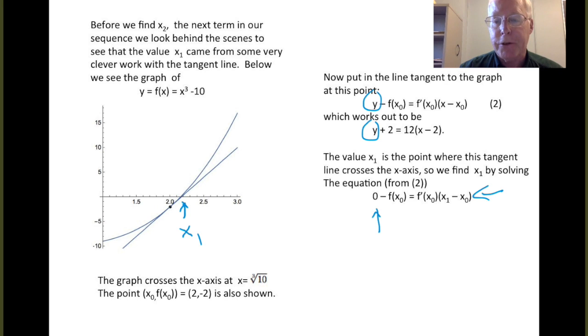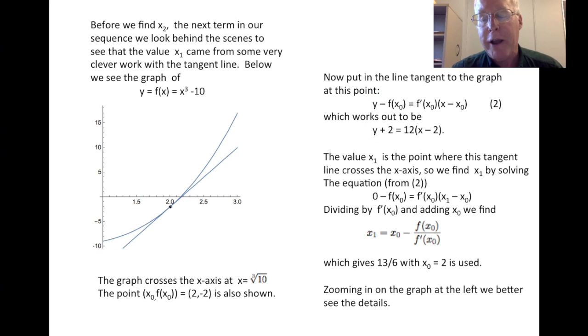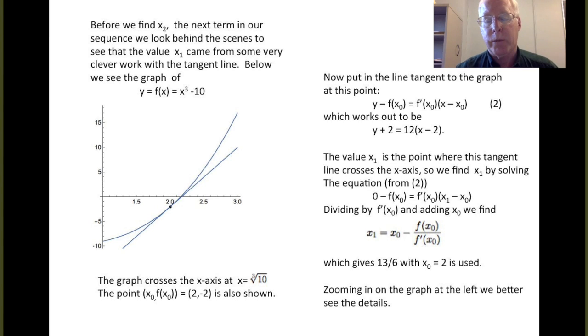So 0 minus f of x0, because we want y equal to 0, is the slope f prime of x0 times the unknown point we're trying to find, the axis crossing point x1, minus x0, which again was this given x value from the point x0 comma f of x0. Little algebra, and if we divide through by f prime at x0 and add x0 to both sides, we get x1. Here it is. Of course, that's what we saw before. That is the Newton's method formula that gets us from x0 to x1. And as we saw earlier, this gives 13/6 when x0 equals 2 is used.